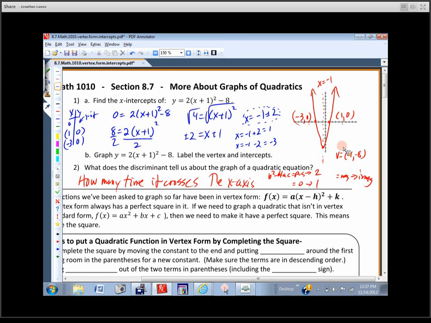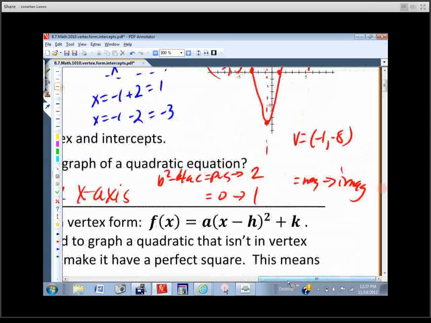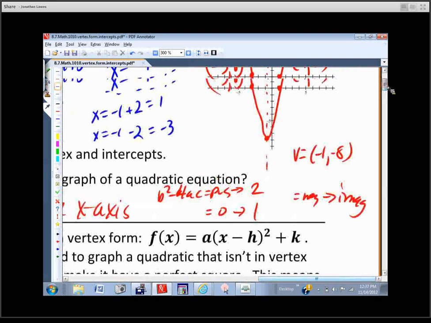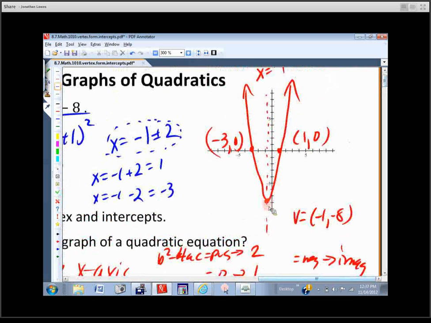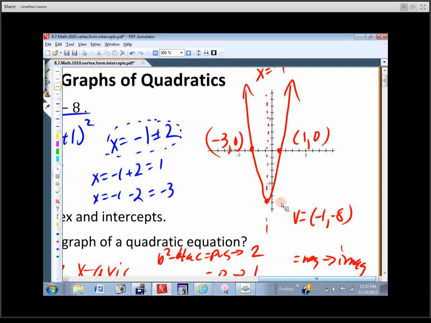So good reminder there. By the way, if we followed the pattern, does this produce the same graph? So remember, this has been multiplied by 2. That's a vertical stretch. So if I were to come over here and I went to the vertex, which is right here at -1, -8, if I go over 2, I normally go up 2 squared, but I'm going to go twice as far as that.